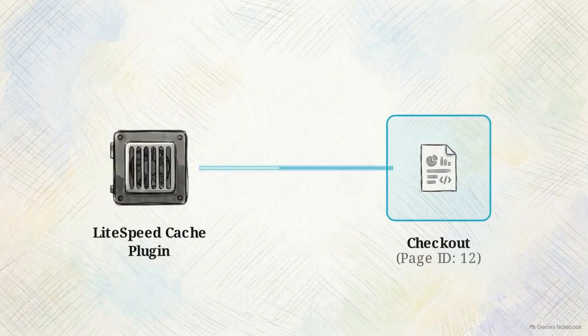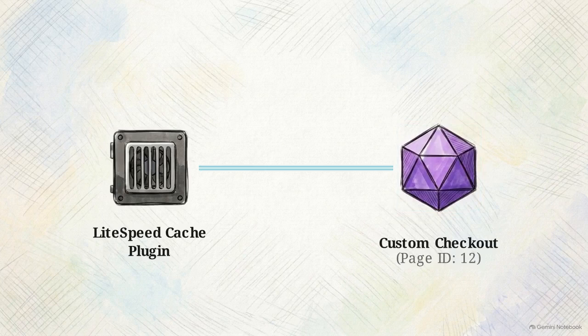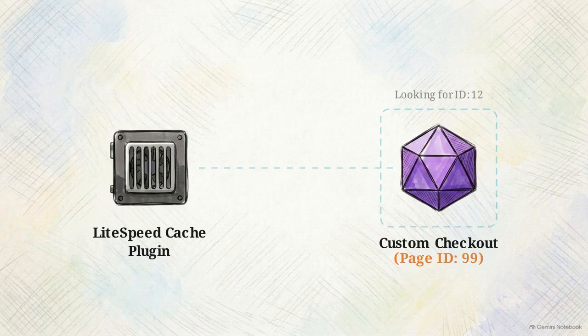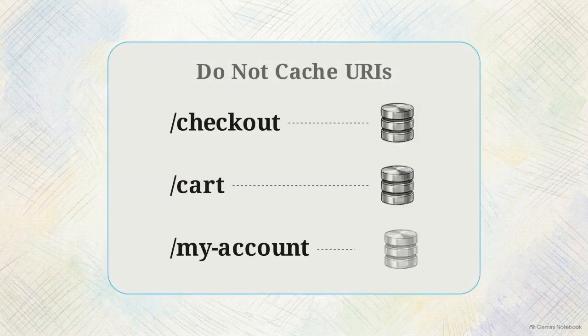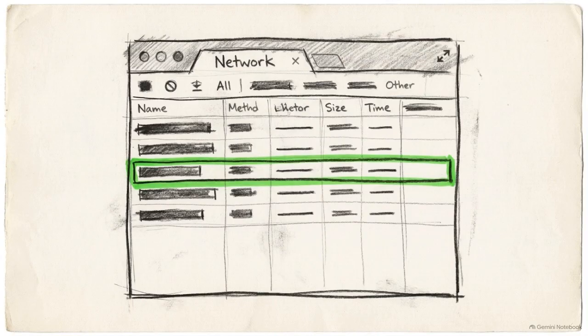LiteSpeed Cache is designed to protect your checkout automatically, but that protection relies on specific page IDs. If you've used a page builder, a funnel plugin, or even duplicated a page, you have likely broken the link keeping that automatic rule active. To fix this, we are going to manually exclude every transactional page from the cache, and then use browser developer tools to verify the server is responding correctly.